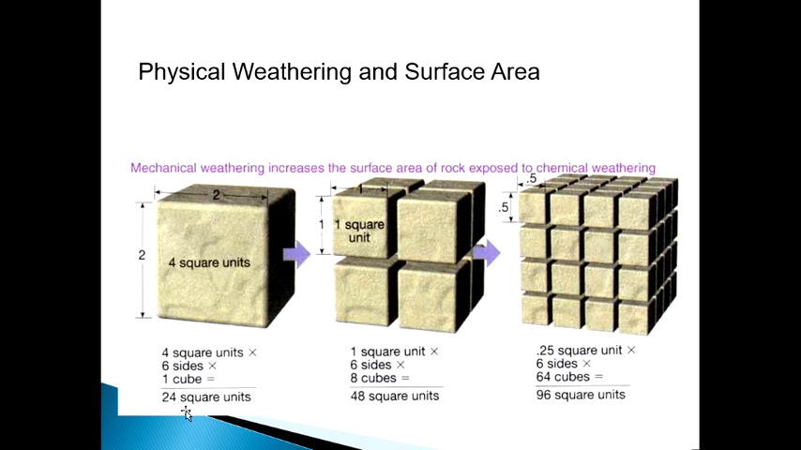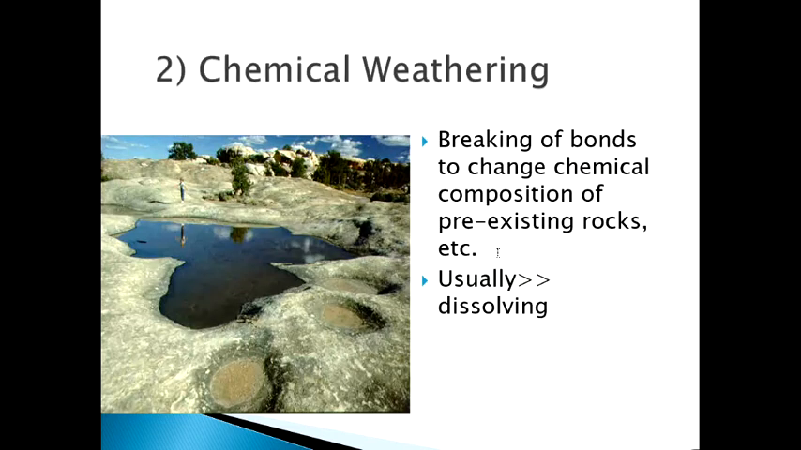And one thing you notice here, the square units, the surface area available, increases the more you break this down. So physical weathering has this effect. It breaks things down, composition stays the same, but the surface area, the area that's exposed to, well, the weather, increases. Which brings us to the second type of weathering, chemical weathering. And chemical weathering is a whole bunch of other things, but generally for us in geology, it is dissolving.